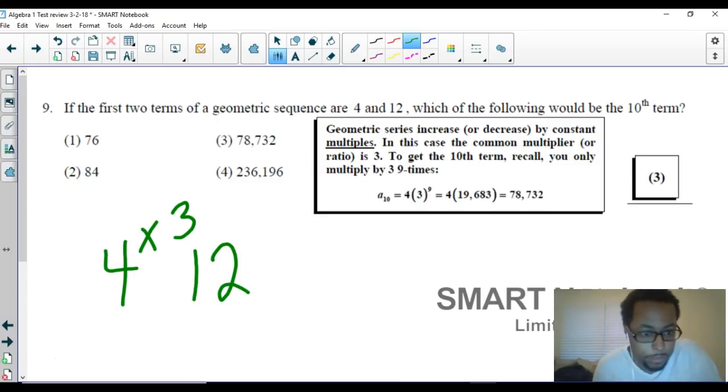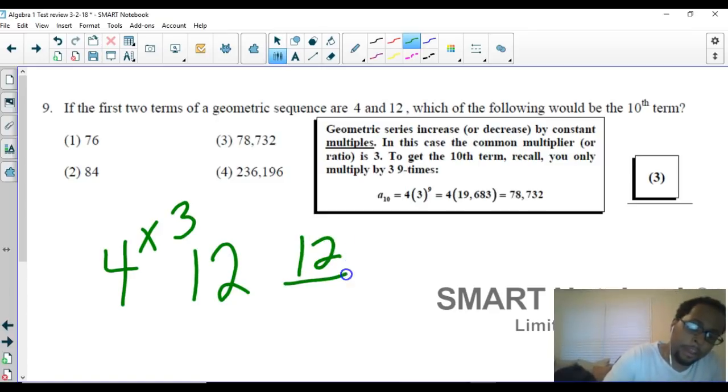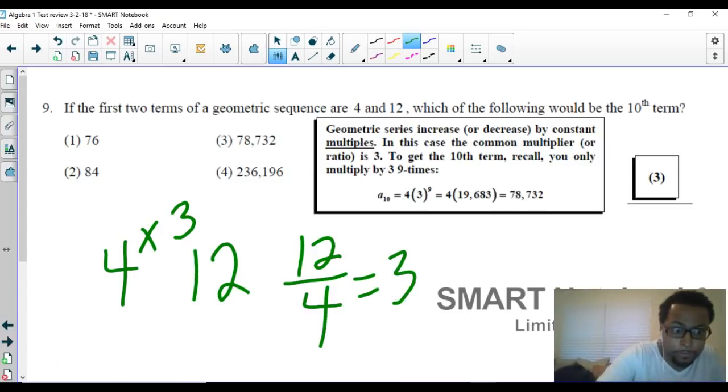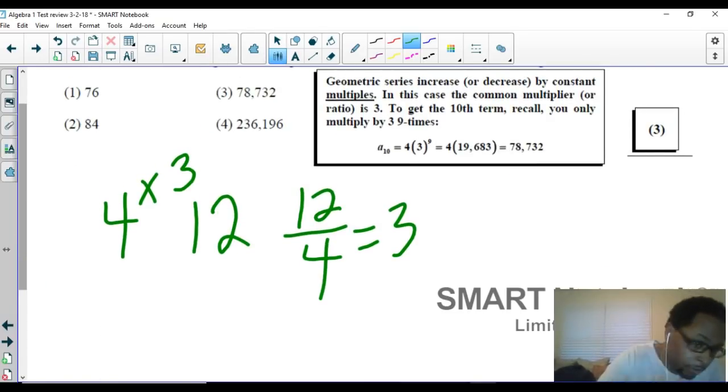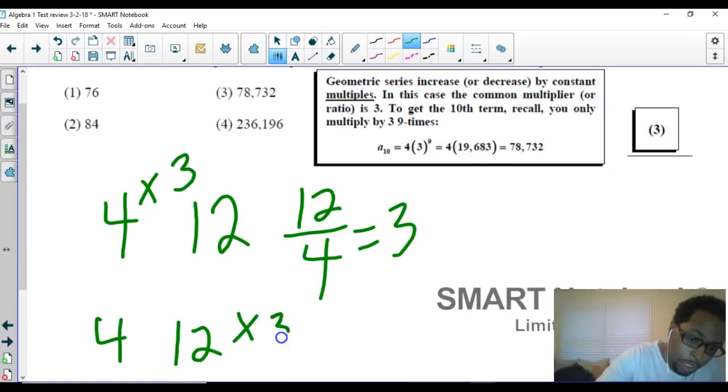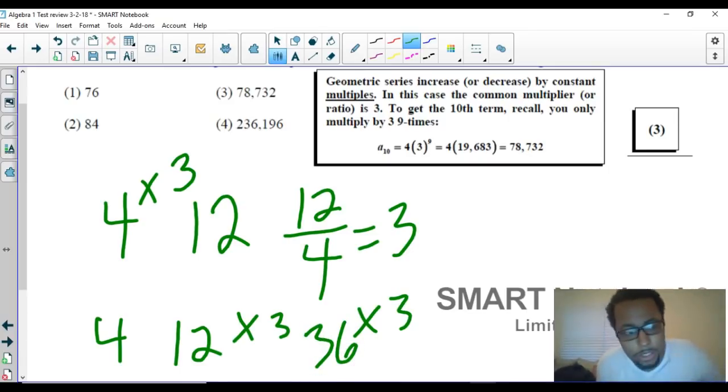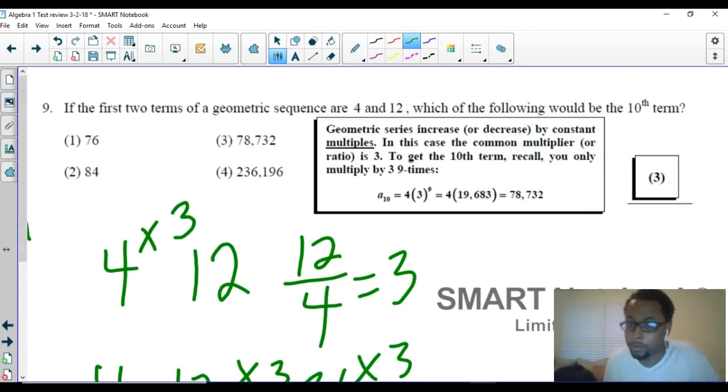How do I know it's increasing by 3? Because 4 times 3 is 12. Or if you forgot, you take your second number and you divide it by your first. Now, some people, if you want, you can do 4, 12, you can keep going times 3, then you keep going times 3, and you can really get your number doing that. But if tomorrow's exam said, what is the 100th term, you would be in trouble. So please be careful with that, okay?